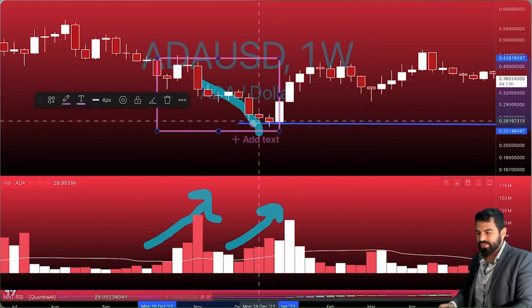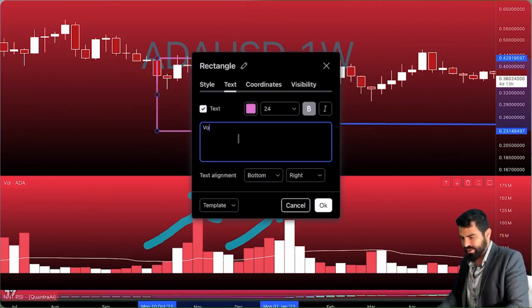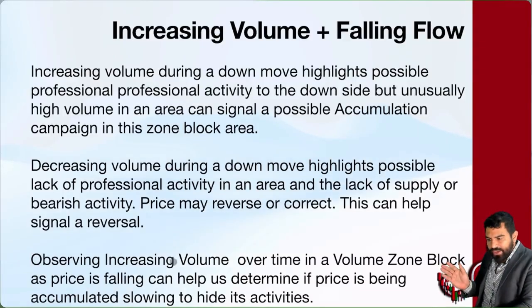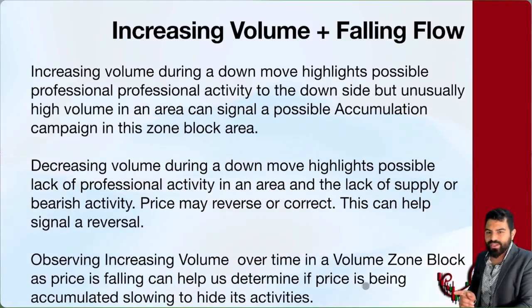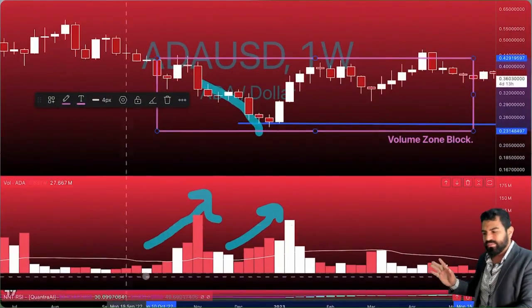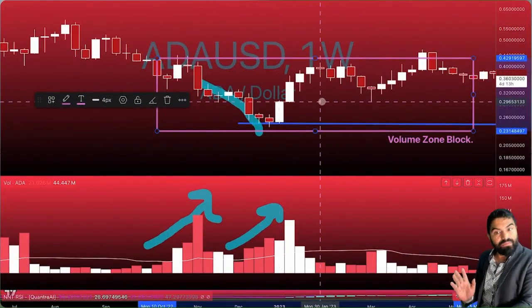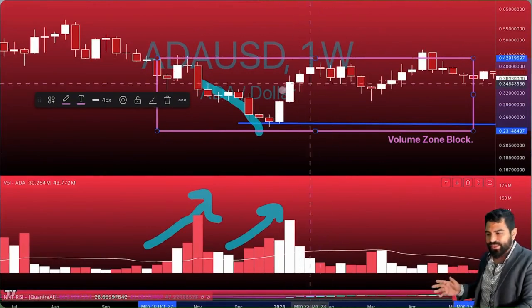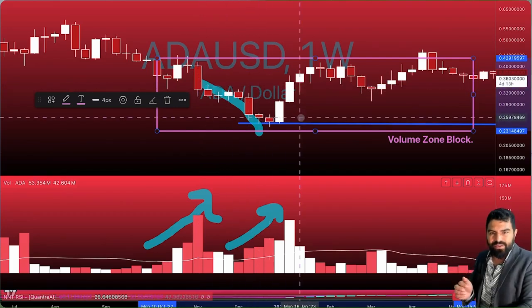Now I have this volume zone block, and I'm just going to type in here, for the purpose of this question, volume zone block, or VZB, and I can stretch it out here. Observing increasing volume over time as price is falling can help us determine if price is being accumulated slowly to hide its activities. So this alone may say, hey, price may go up shortly, temporarily, depending on the time frame. This is a weekly chart, so each of these candles is one week of time.